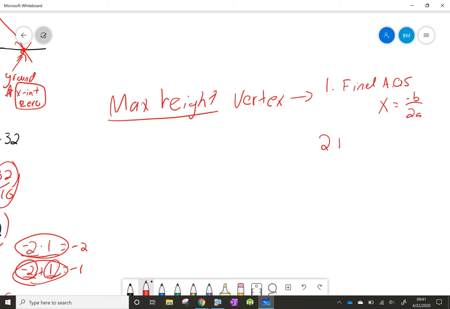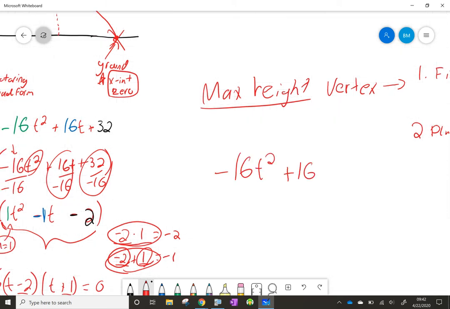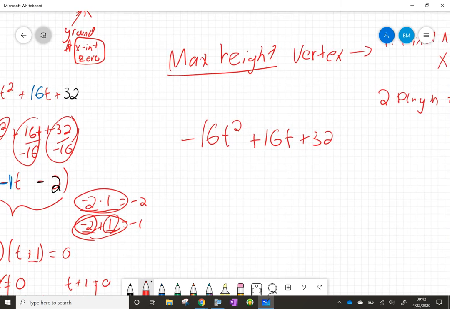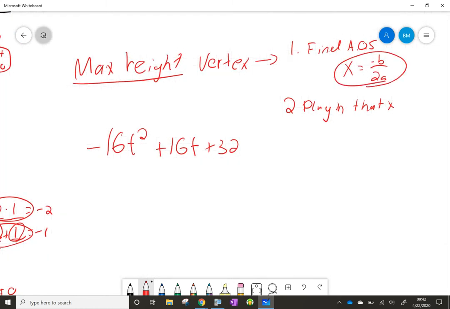The second thing is to plug in that x value from part 1. So if our quadratic is negative 16t squared plus 16t plus 32, then to find the vertex, we don't really need much more than this two-step process. First thing we want to do is find the x symmetry. We're going to use the formula x equals negative b over 2a.